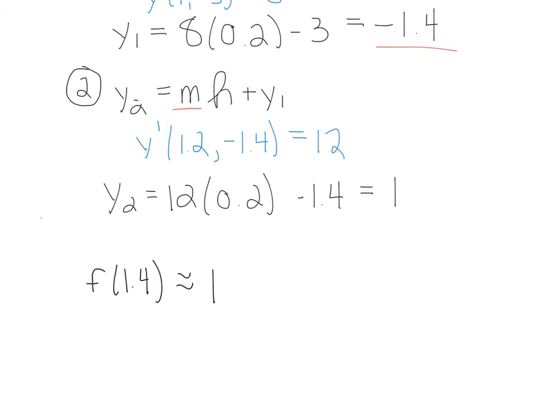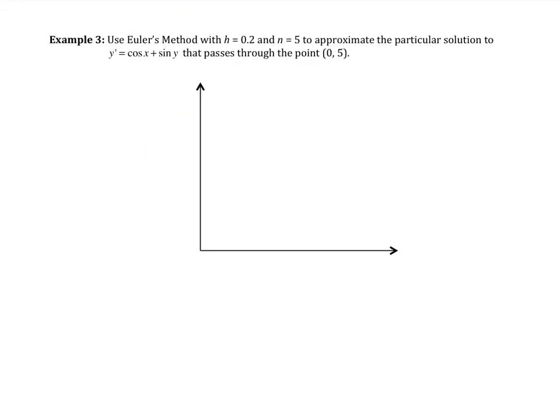Okay, next page. All right, so this next example, definitely a little bit more involved than the previous one, and hopefully you can see why. It's because you have a step size of 0.2 and 5 steps, right? N equals 5. That right here indicates 5 steps.